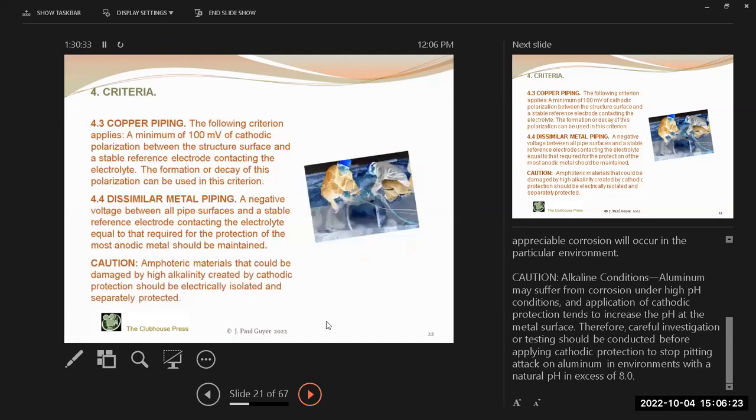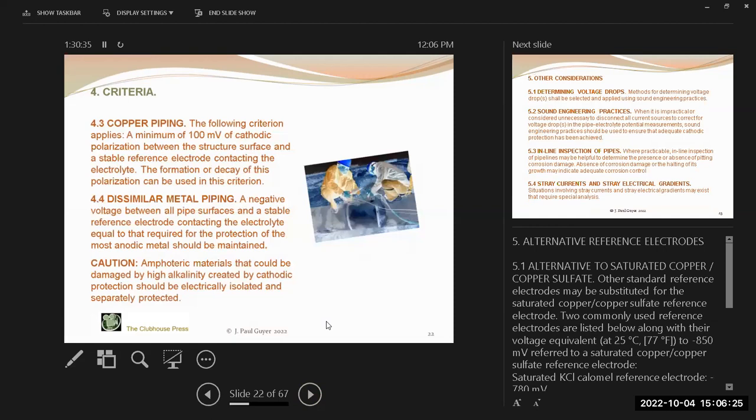With copper piping, a minimum of 100 millivolts of cathodic polarization between the structure surface and a stable reference electrode contacting the electrolyte. The formation or decay of this polarization can be used in this criterion.